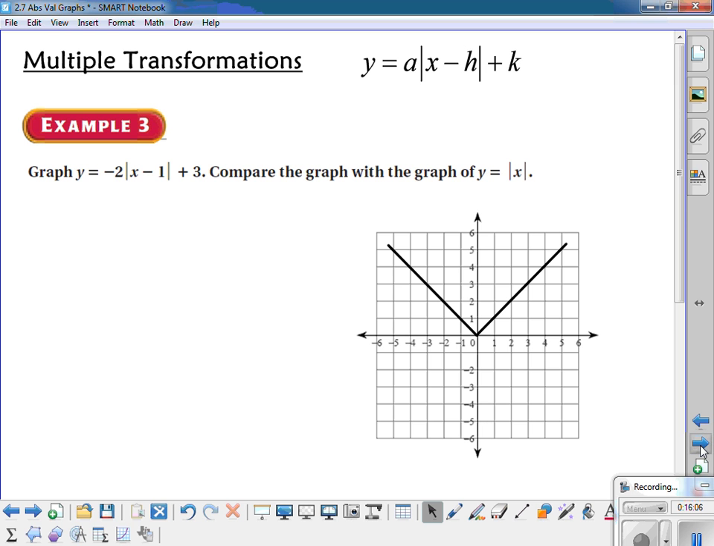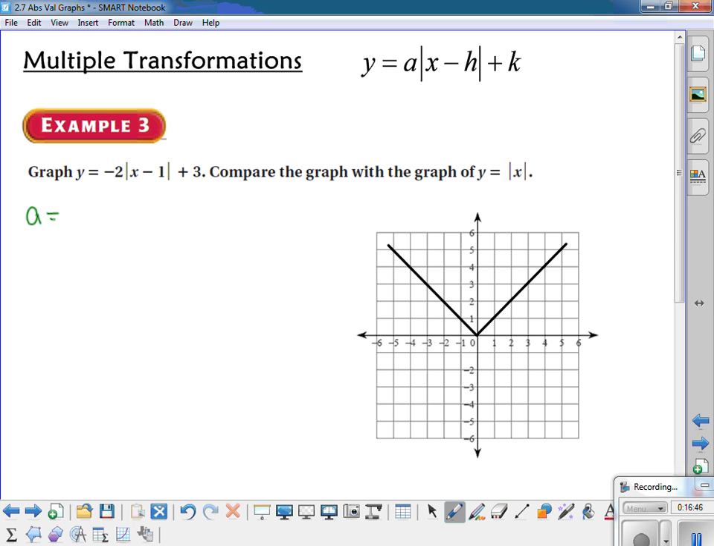Okay, so sometimes we can have multiple transformations. We can shrink it or stretch it and shift it. We're going to put it all together now. So that form is y equals a times the absolute value of x minus h plus k. So if I look at y equals negative 2 times the absolute value of x minus 1 plus 3, I'm going to graph that, and I'm going to compare it to my graph of y equals the absolute value of x. So before I graph it, I'm going to look at all the parts of it.